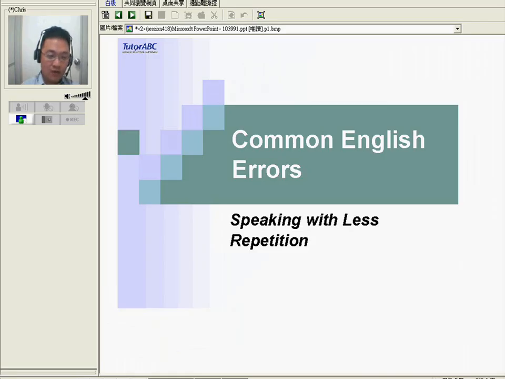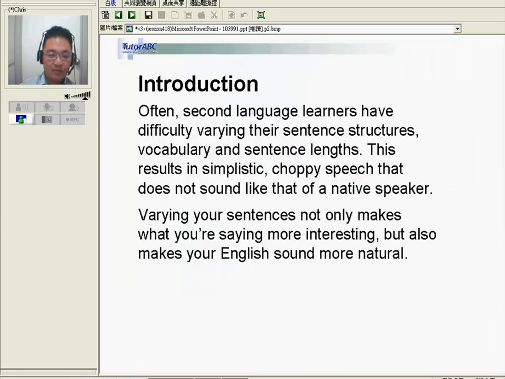Now, I've noticed that a lot of people might be thinking that today we'll be talking about how to cure your stuttering problem, but that really isn't what we'll be talking about. We're not talking about stuttering. For those of you who don't know what stuttering is, stuttering is like stuttering. No, we're not talking about that. We're talking about talking with less repetition.